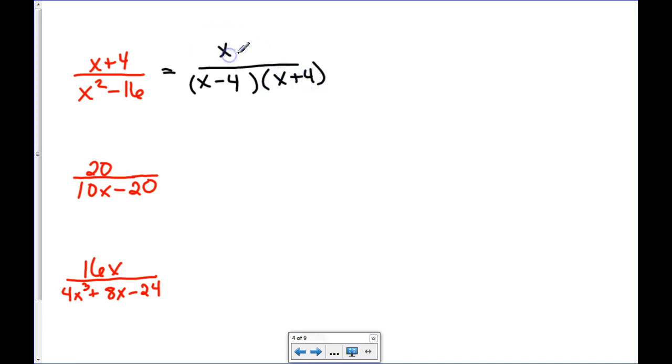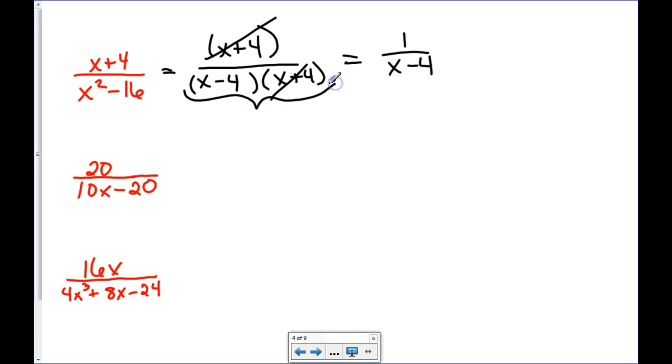And I have an x plus 4 already on the top. All right. So notice that because I have a whole x plus 4 on the top, just like the bottom, I can cancel those 2 out. And I am left with 1 over x minus 4. Now, before I go any further, I want you to look back at this part right here. Tell me some values of x that are not possible in this problem.